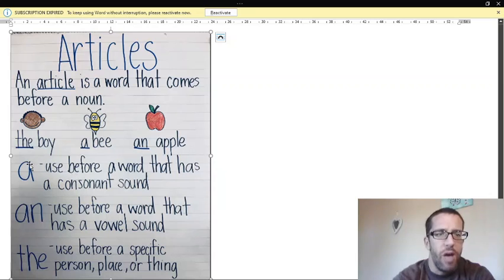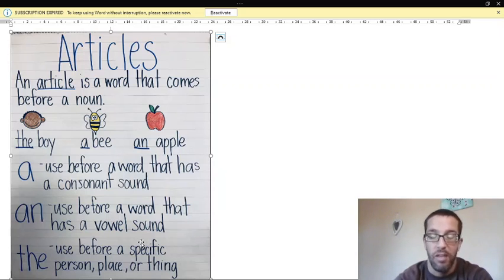Just to remind you then, we use a before a word that has a consonant sound. So in this case, B, we say a bee. And we use an before a word that has a vowel sound, in this case, an apple or an athlete or an elephant. And finally, we use the before a specific person, place, or thing. So in this case, the boy, the house, the desk, the pencil. If we're talking about a specific pencil, or in this case, a specific person, place, or thing.